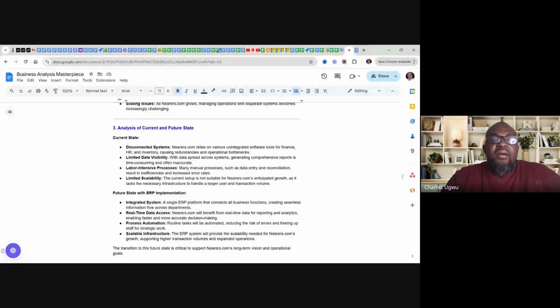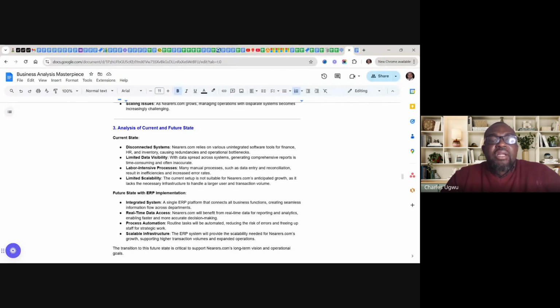Limited data visibility. With data spread across systems, generating comprehensive reports is time-consuming and often inaccurate. It means if you want to generate a comprehensive report, you have to pick information from different data sources, and by the time you are doing this manually, it's prone to error and inaccuracies.